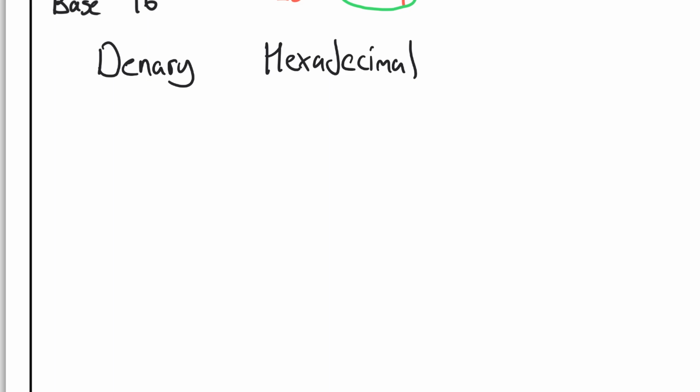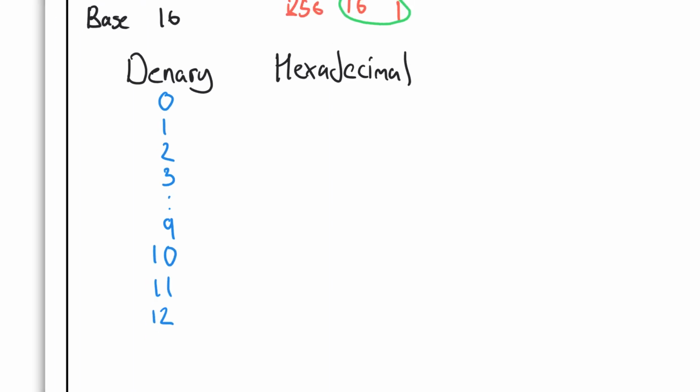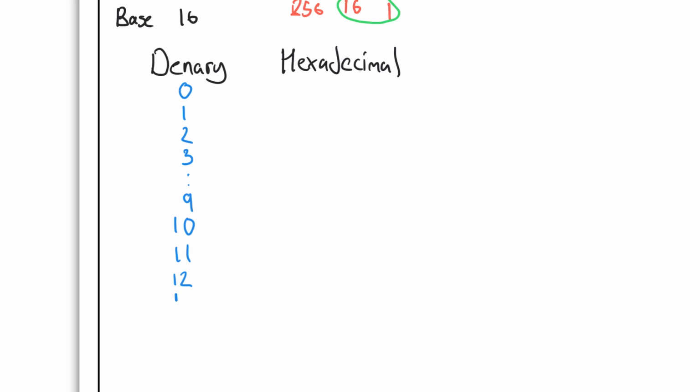And then we'll run some numbers. So we start at 0, 1, 2, 3. Let's go up to 9. And then it's 10, 11, 12, 13, 14, 15, because that's the biggest number we can get.